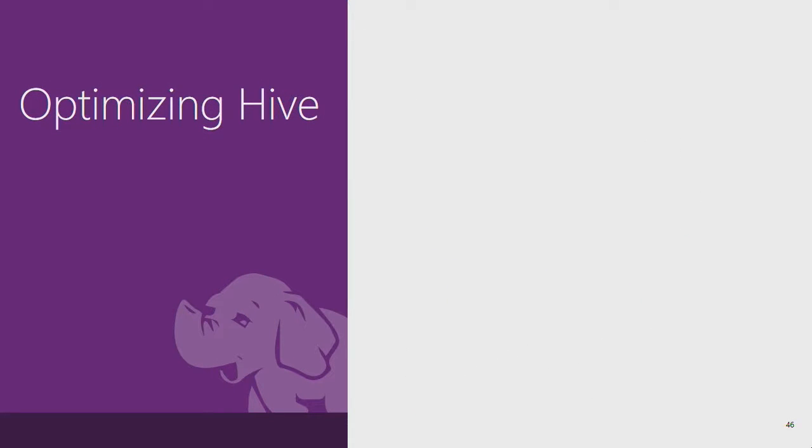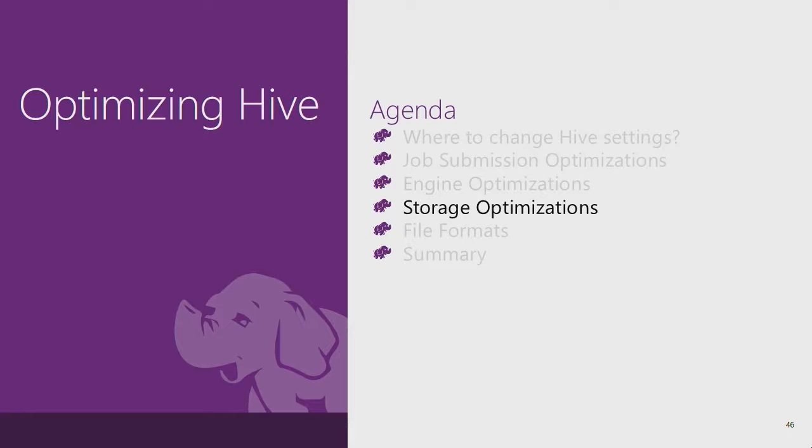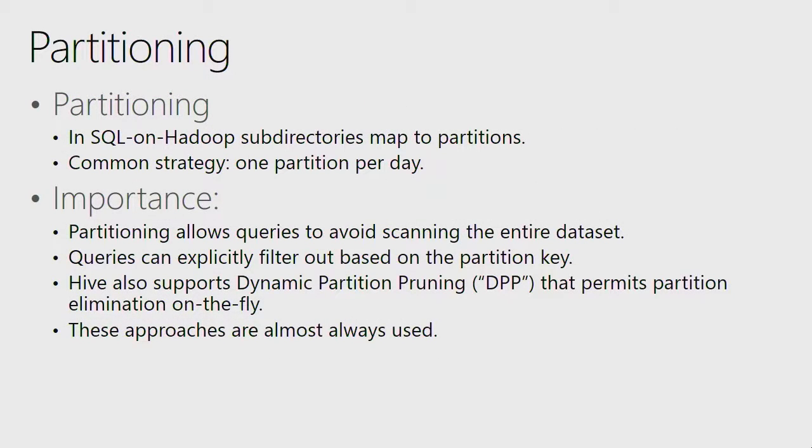Okay, great. So where are we? We talked about where to change the settings, job submission optimizations, engine optimizations. So the next one we're going to talk about is storage optimizations. So one of the basic ones in storage optimization is partitioning. If you're coming from SQL, it's very much similar in Hadoop.